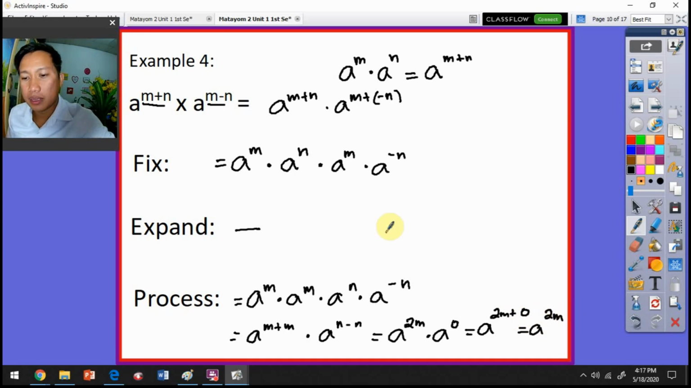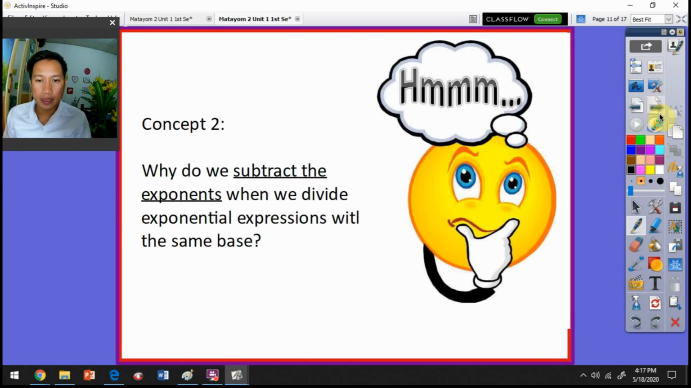Now maybe you think, Teacher David, a to the power of 0 is 1, but we will learn that on our next lesson. For today, we just need to combine the bases, and we follow the rule that if they have the same base, we add the exponents. So 2m plus 0 here is equal to 2m.